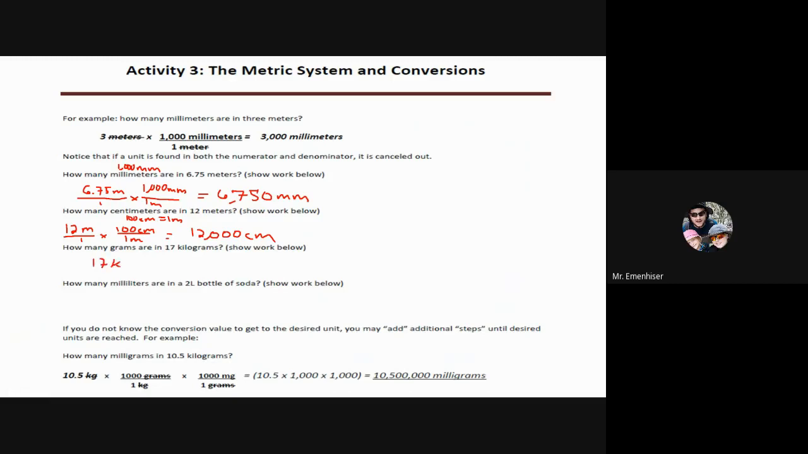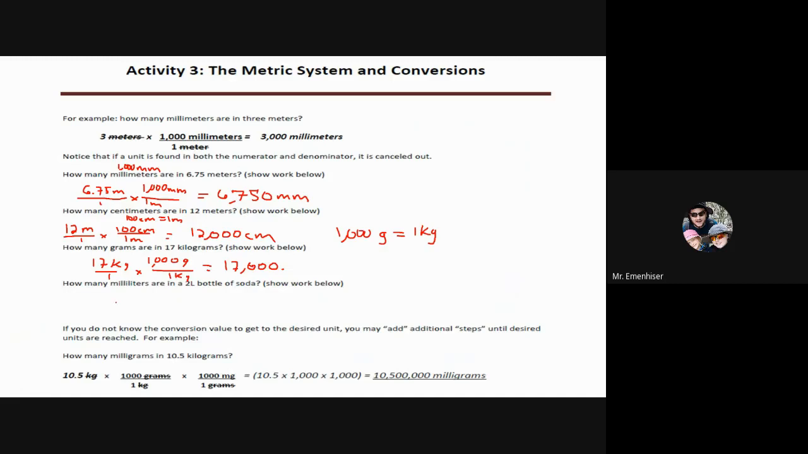How many grams are in 17 kilograms? 17 kilograms over 1 times. So to get from kilogram to gram, I know that there's 1,000 grams in 1 kilogram because that's what kilo means, is 1,000. So I'm going to multiply by 1,000 grams over 1 kilogram. 17 times 1,000, 17,000.